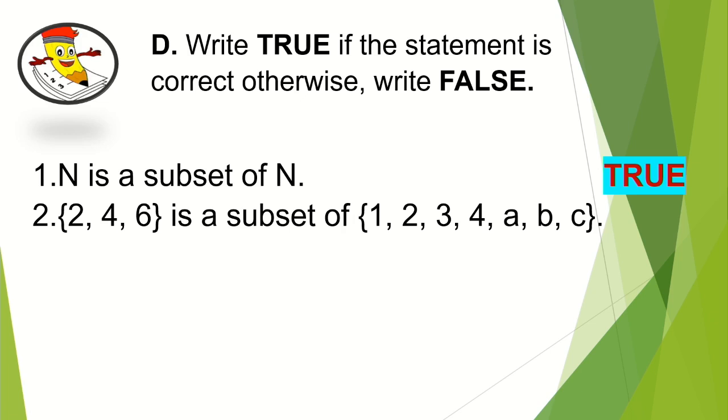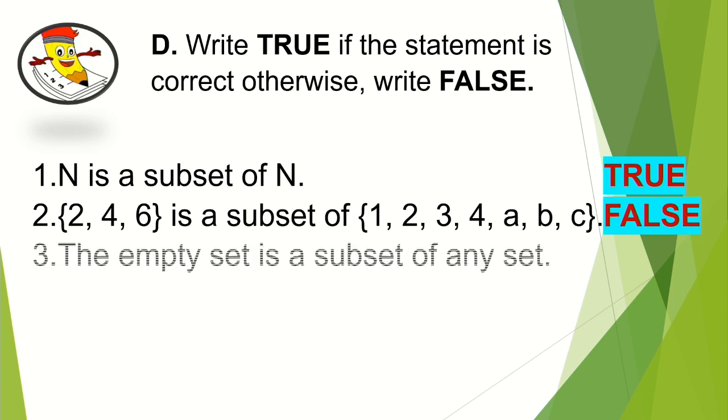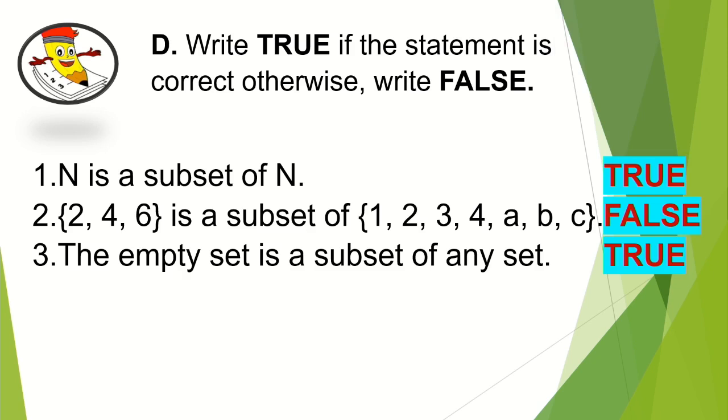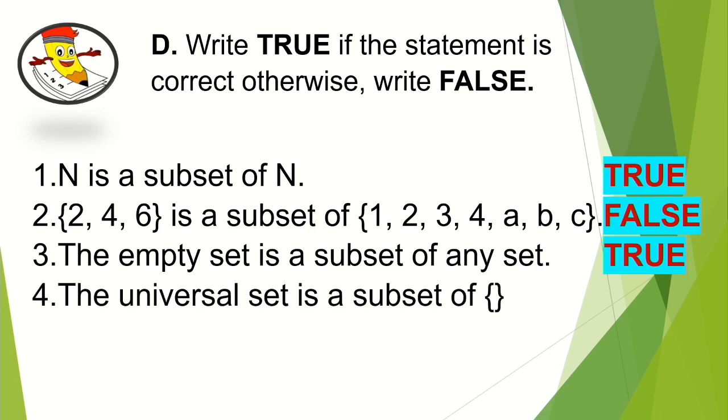that contains the elements 1, 2, 3, 4, A, B, and C. Answer. False. Number 3. The empty set is a subset of any set. Answer. True. Number 4. The universal set is a subset of null set.